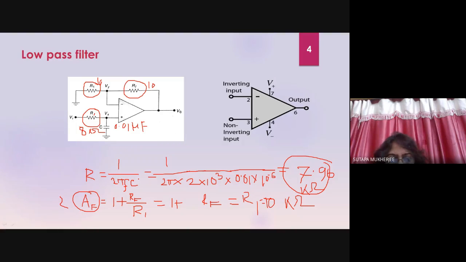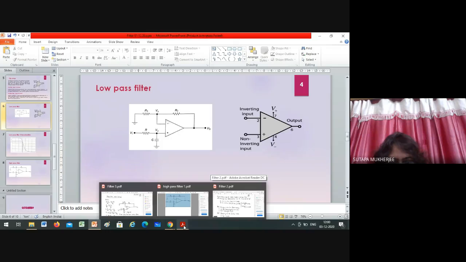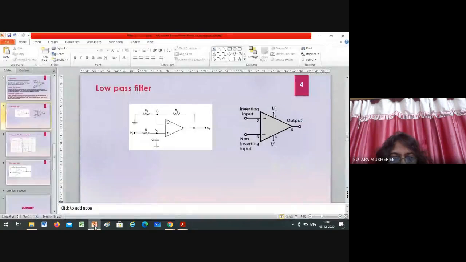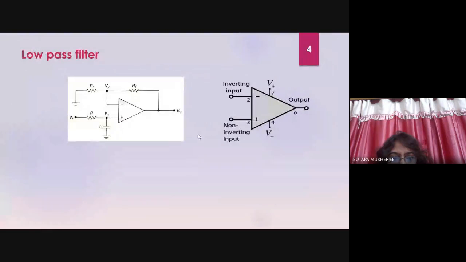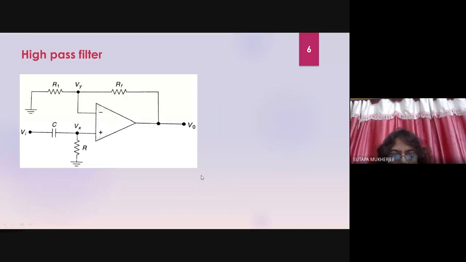Next, where do we come to? High pass, right? Come to high pass. What is the figure of the high pass? Remember the low pass: at V input, R comes first and C is the next one. Now come to high pass. This is the low pass characteristic of the filter.